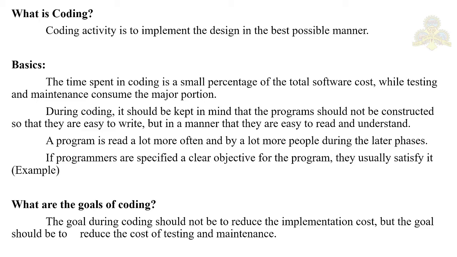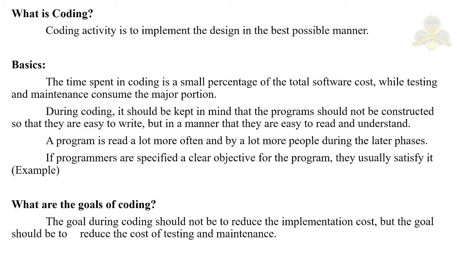Again, the program is read a lot more often and by a lot more people during the later phases. This I have already explained by taking an example. Now, if the programmers have a clear objective for the program, they usually satisfy it. What does this mean? We will consider an example wherein a famous experiment was conducted by Weinberg that showed that if the programmers or developers have specified a clear objective of the program, they will usually satisfy it.